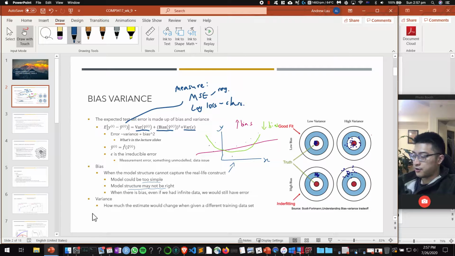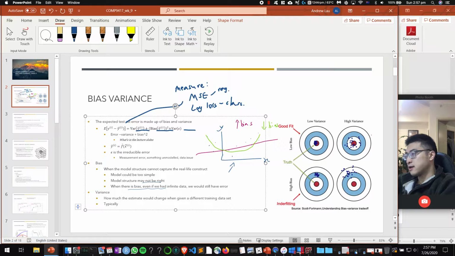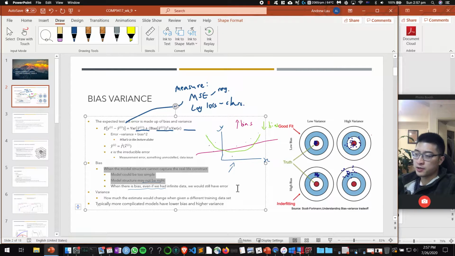Now, on the flip side, variance you can think of as how stable the model is. How much will the estimate change given a different data set. So typically, what you'll find is that more complicated models have lower bias and higher variance. The more complicated models have lower bias because they're more flexible. Typically, they're more able to capture the real life nuances.